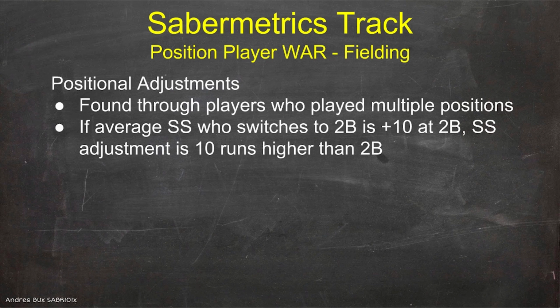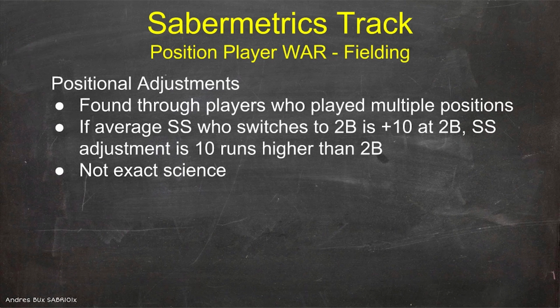So you take the average shortstop. Of all the average shortstops in Major League Baseball who spent time at second base, you can start comparing the defensive run value of those players while at short versus while they're at second. Let's say, for example, we looked at the data and we saw that the shortstop who switched to second all of a sudden was a plus 10 run defender at second base. We would make sure that the adjustment difference between second and short in our positional adjustments would be 10 runs. Now, we can do this for all different positions. We can start comparing positions across the field.